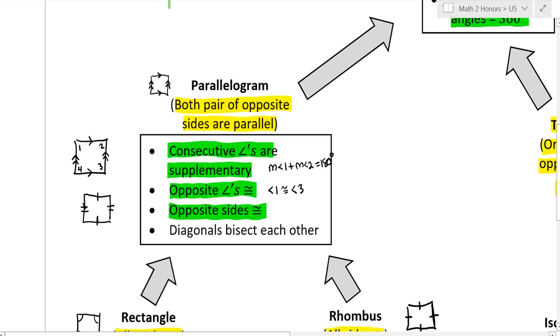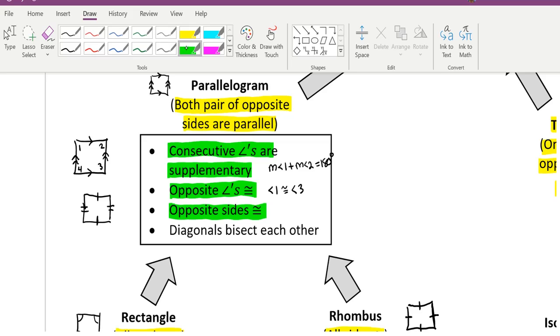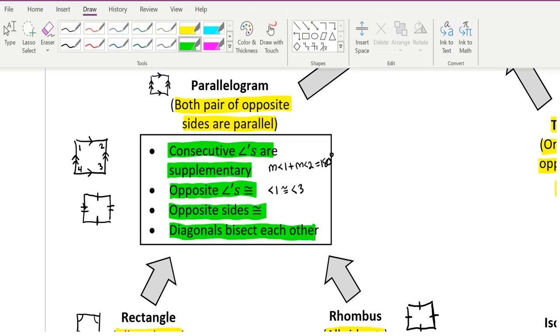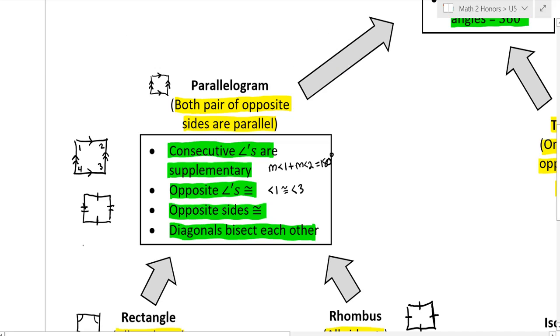And then the diagonals bisect each other. What do I mean by that? Well, they cut each other in half. We've looked at other proofs where diagonals bisect each other, but if it's a parallelogram, we could show, and here's my two diagonals, that this diagonal would be cut in half, so the two halves would be congruent, and this diagonal would be cut in half, so those two halves would be congruent. And that's true for every parallelogram.